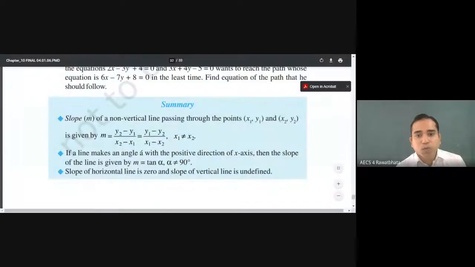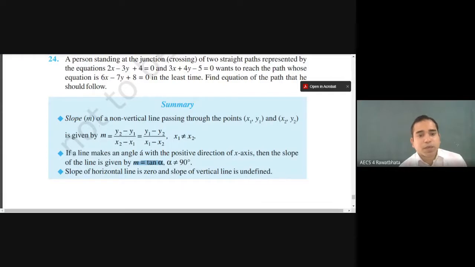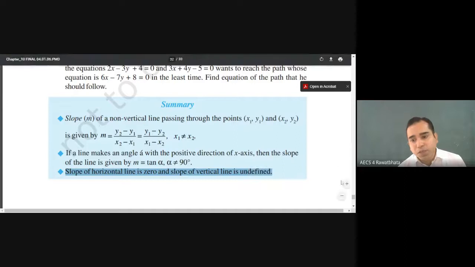The slope of a line which passes through the 2 points x1, y1 and x2, y2 is given by y2 minus y1 upon x2 minus x1, right? This was the formula for finding slope. Slope is actually one term to measure the inclination of a line with the positive direction of the x-axis. So that's why this slope is also equal to tan alpha, where alpha is the angle of the line with the positive x-axis. An important point: the slope of a horizontal line is 0 and of a vertical line is infinity, not defined.